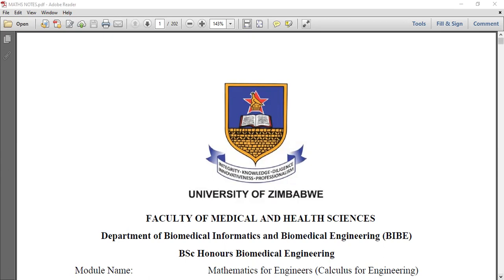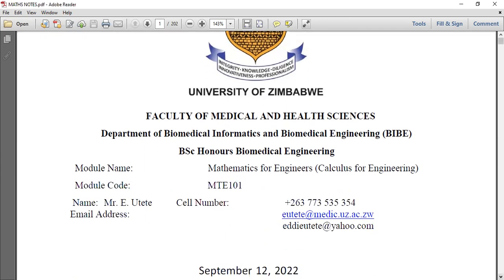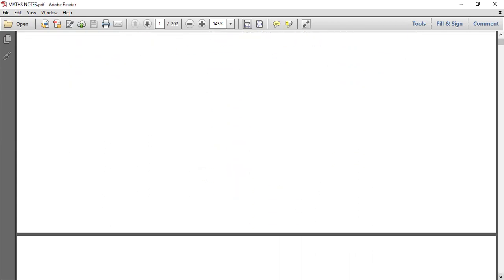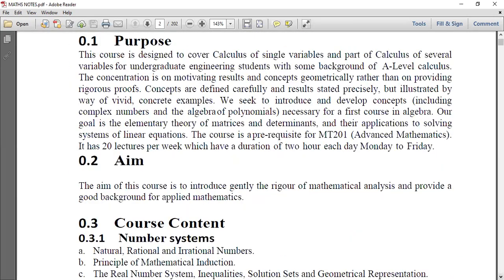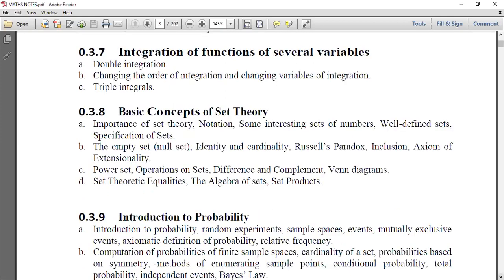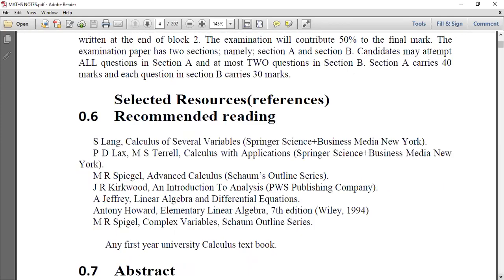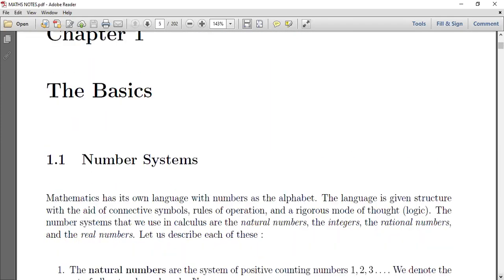Welcome. So this is the first lecture after the module overview. In the first lecture, we are going to look at the number system. Okay, the number system. This is just chapter 1, the number system. Okay, so mathematics is its own language.